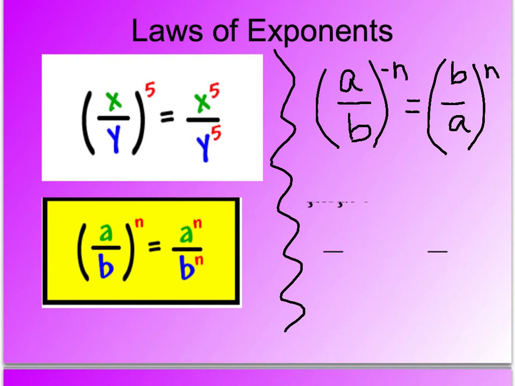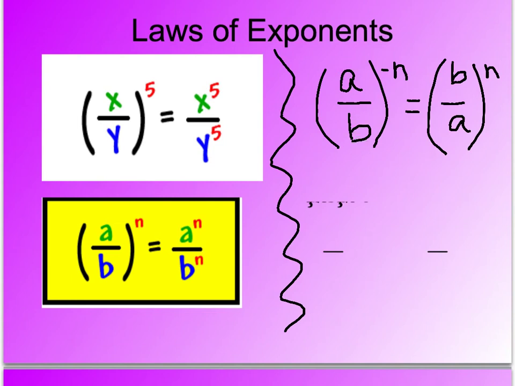The last couple of laws we're going to discuss deal with fractions raised to exponents. In the first one over here on the left-hand side, I have a fraction raised to the power of 5. All I have to do is apply that 5 to both the numerator and the denominator. And that's what this example gives you too. Over here on the right-hand side, we have a fraction raised to a negative exponent. If I give this negative n to both the a and the b, I'm going to have a negative exponent in the numerator and denominator. So to take care of that, I just flip it around, and we're done with that part.